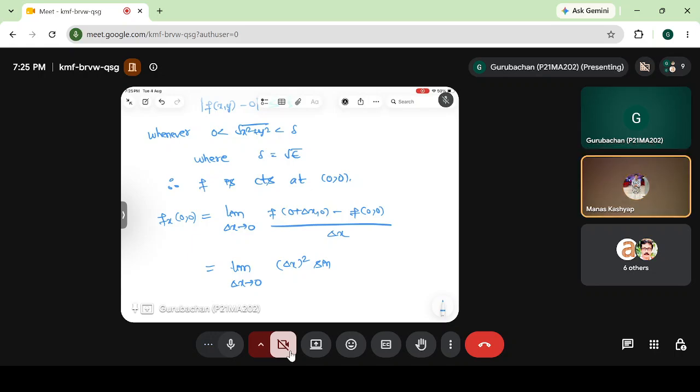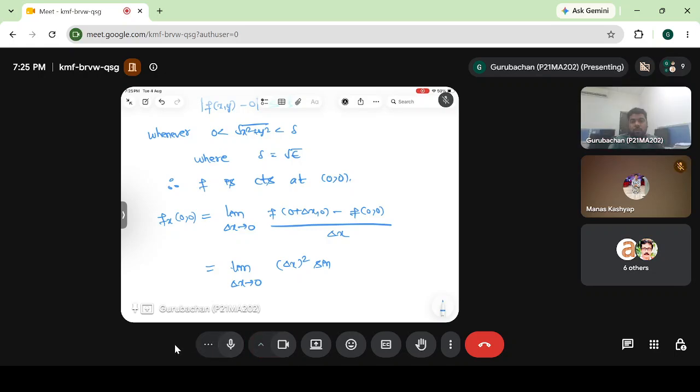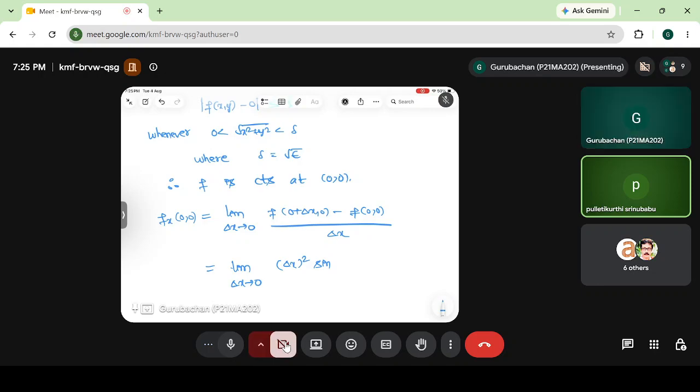It will be 0. Why? Sine of 1 by 0, and f of (0,0) is also 0, and in the denominator we have delta x. One delta x will cancel, and delta x with limit tending to 0 will give 0.